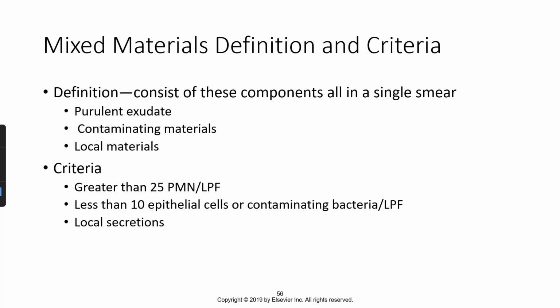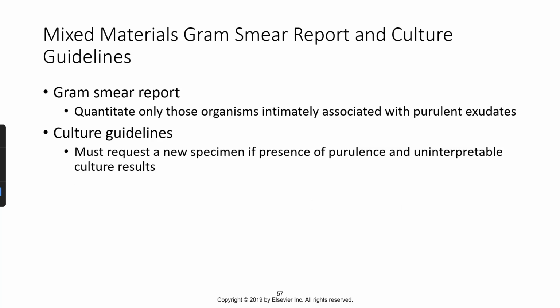Mixed materials definition and criteria. The definition: it consists of these components all in a single smear. So if there's purulent exudate, contaminating materials, and local materials, then you would follow the criteria below. Gram stain smear report, you quantitate only those organisms intimately associated with purulent exudates. So you only want to quantify the ones that are by the white blood cells. You must request a new specimen if the presence of purulence in uninterpretable culture results is found.